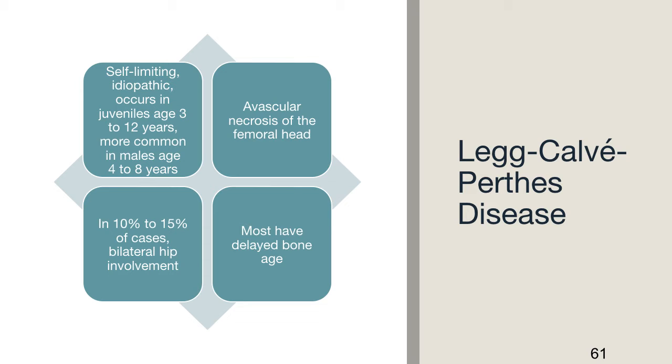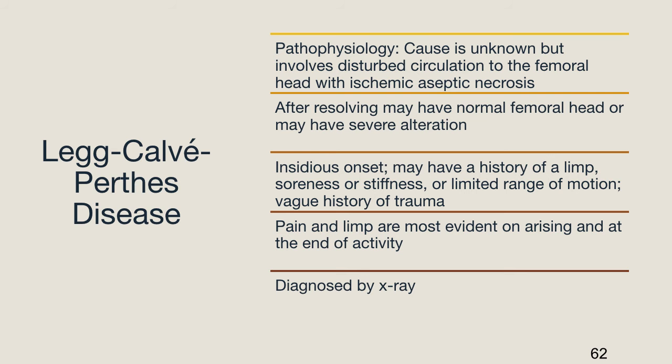Most have delayed bone age, so in other words, the bones do not appear as old as the child actually is. The pathophysiology, they don't know what causes it, but it involves a disturbed circulation to the femoral head with ischemic aseptic necrosis. After resolving, they may have a normal femoral head or may have severe alterations, depending on how soon they catch it and diagnose it.